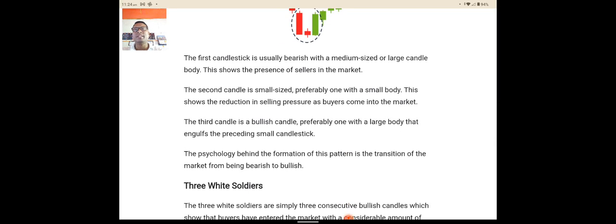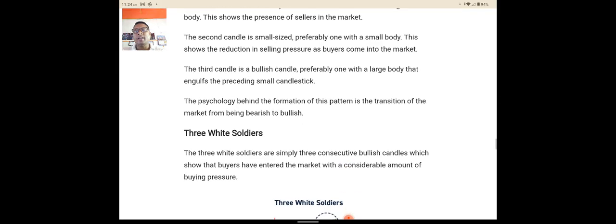The first candle is usually bearish with a medium size or a large candle's body. This shows the presence of sellers in the market. The second candle is small in size, preferably one with a small body. This shows the reduction in selling pressure as buyers come into the market. The third candle is a bullish candle, preferably one with a large body that includes the preceding small candlesticks. The psychology behind the formation of these patterns is the transition of the market from being bearish to bullish.